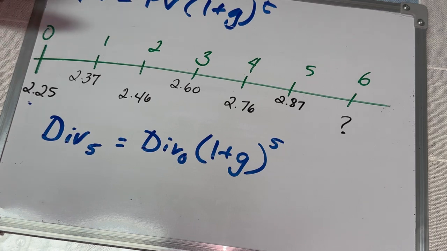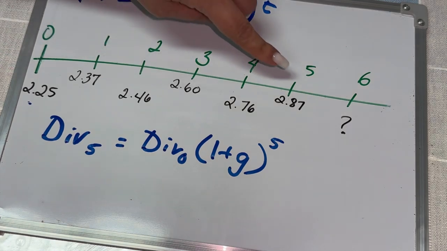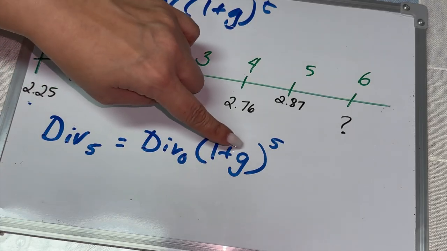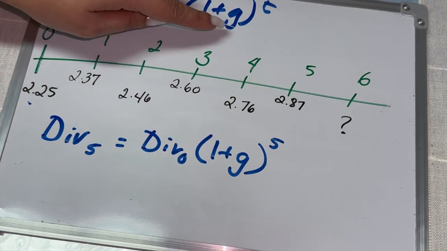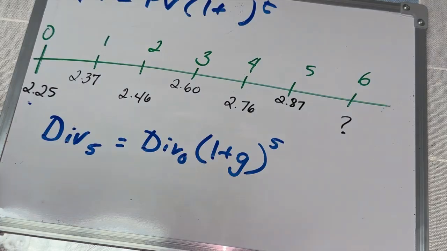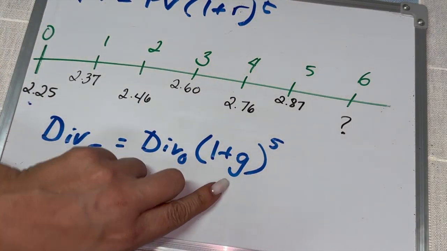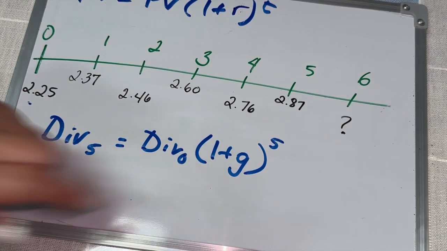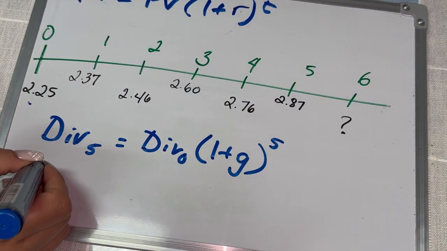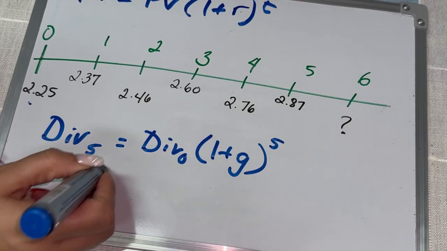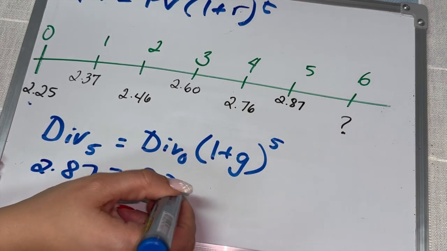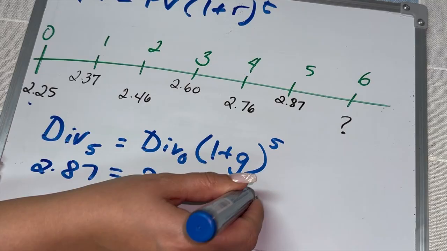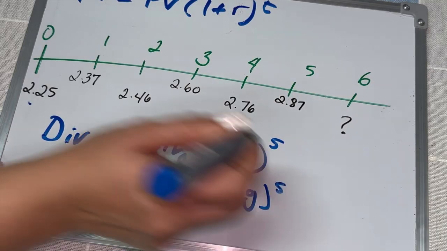However, in this case, I know what it is at time 0 and I know what it is at time 5. I need to find the G, or here it was previously the R, not to confuse you. It used to be the R. But for dividend, it's the growth rate, and that's what I need to find. Okay? So it will be 2.87 equals 2.25 multiplied by (1 plus G) to the power of 5.